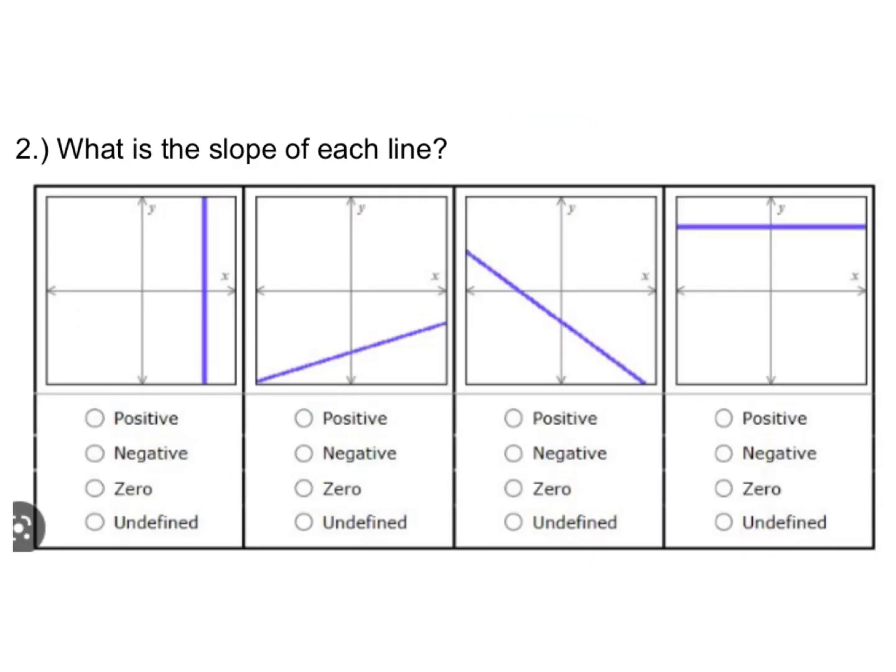For question 2, what is the slope of each line? Our first line is a vertical line, and we learned that a vertical line is undefined. The second line looks like it's increasing as we read it from left to right. If the line is increasing, we say it is positive. The third line, if we read it from left to right, is decreasing. If it's decreasing, we say it's negative. And a horizontal line, flat line straight across, has no slope. We say it's zero slope.